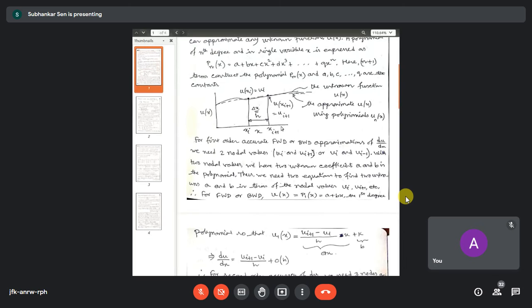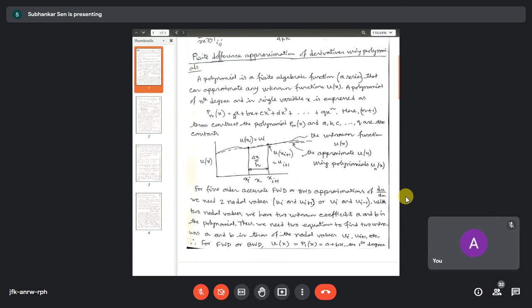We have 3 coefficients. In these 3 nodal points, you can get the polynomial with a, b, and c as the unknowns. This will be p2(x), so n will be equal to 2. This n equals 2 will give you a parabola. So p2(x) equals a plus bx plus cx squared. This will be your polynomial, and this is your generic equation.